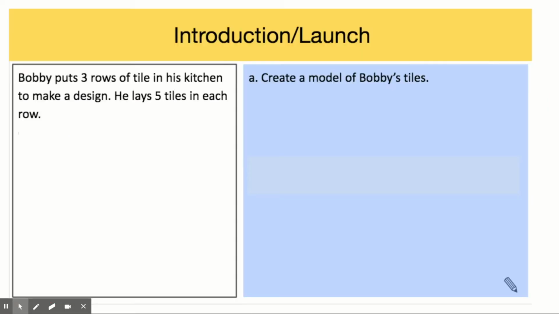Let's practice with a problem from today's lesson. Let's read the problem above together. Bobby puts 3 rows of tiles in his kitchen to make a design. He lays 5 tiles in each row. The problem is asking us to create a model of Bobby's tiles. Practice with me. This is how we are going to create a model of Bobby's tiles.